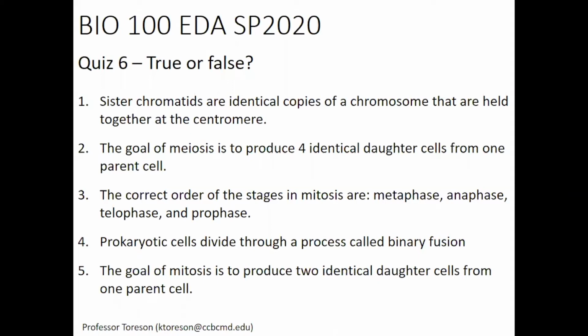Number 1, sister chromatids are identical copies of a chromosome that are held together at the centromere. This is true. During interphase, specifically during S phase, the cell must replicate all of its DNA. These replicated chromosomes are identical and held together in a region that we call the centromere.